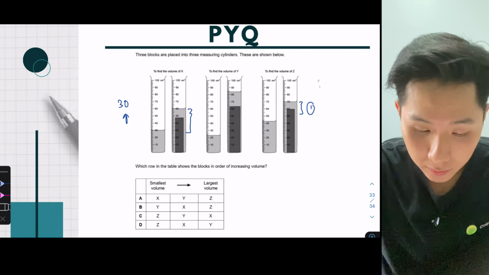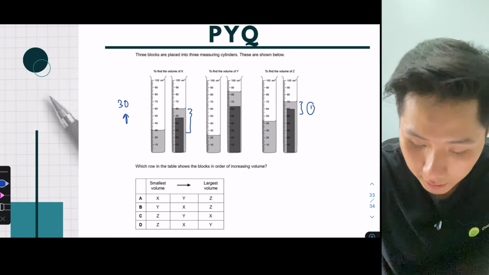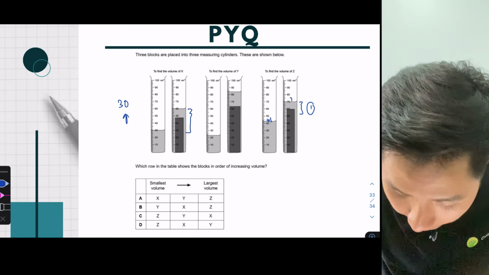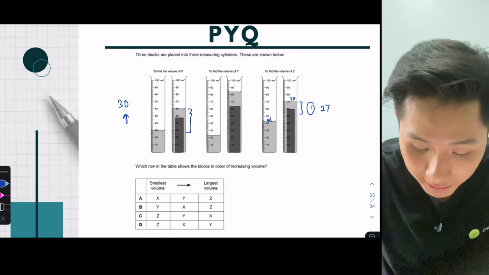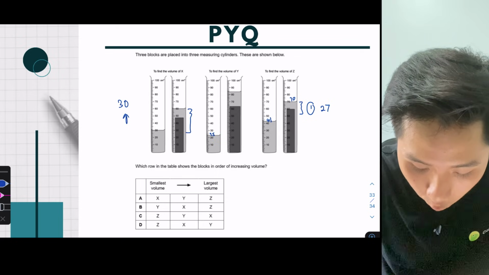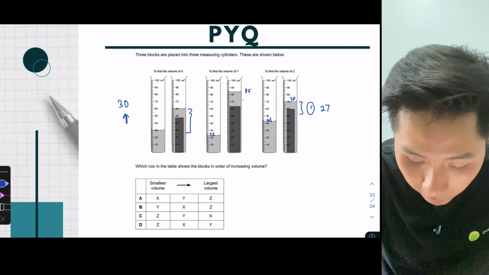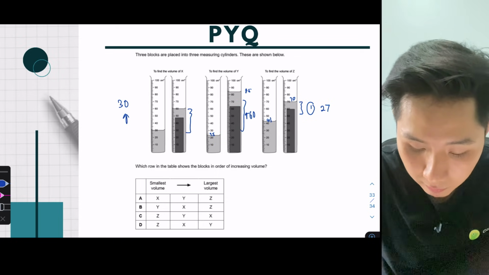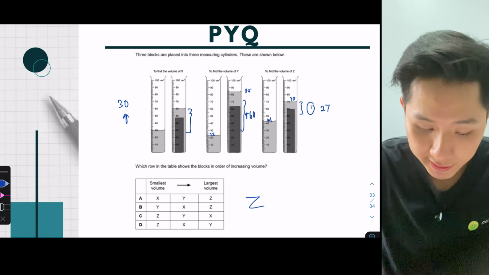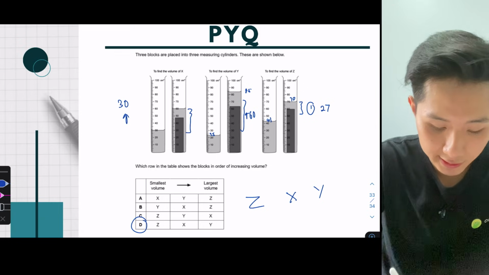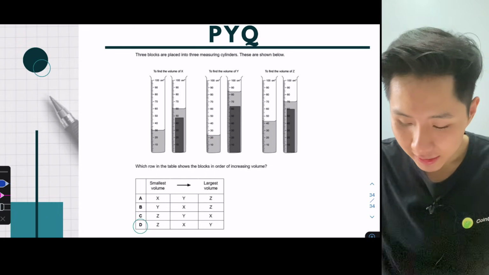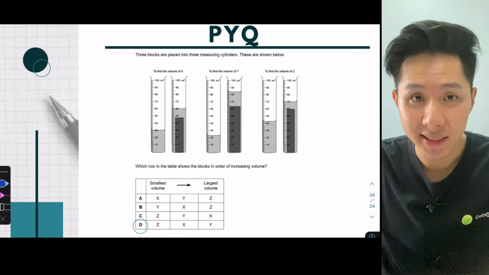If we look at the reading here, they started at 43 and ended at 70, so it would be 27. Whereas the last one started at 25 and ended at 85, so increased around 60. So we know that the order is Z, X, and also Y. So here it is, we have our final answers.